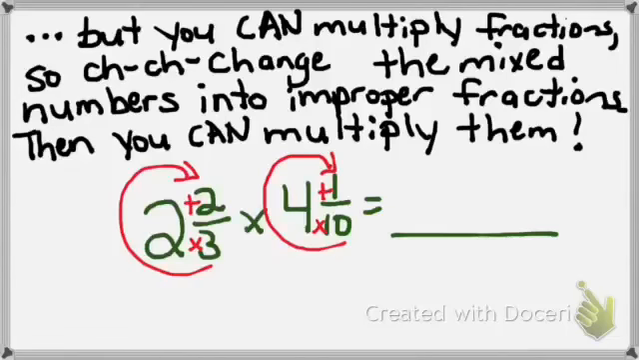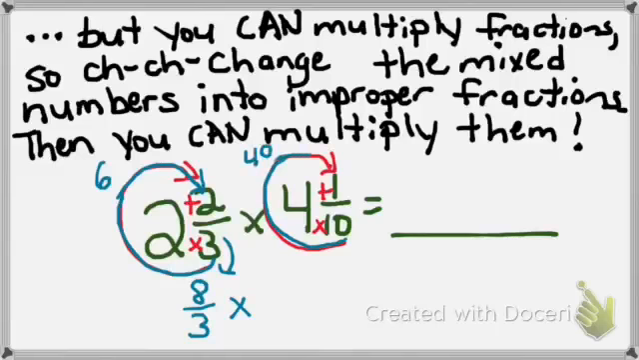And now I simply follow my arrow. 3 times 2 equals 6. 6 plus this numerator of 2. 6 plus 2 equals 8. That's my new numerator. And my denominator of 3 stays the same. Times, of course, bring that multiplication sign down, and here we go on the right one. 10 times 4 equals 40. Plus that numerator of 1 equals 41. That's my new numerator. And my denominator of 10 stays the same.